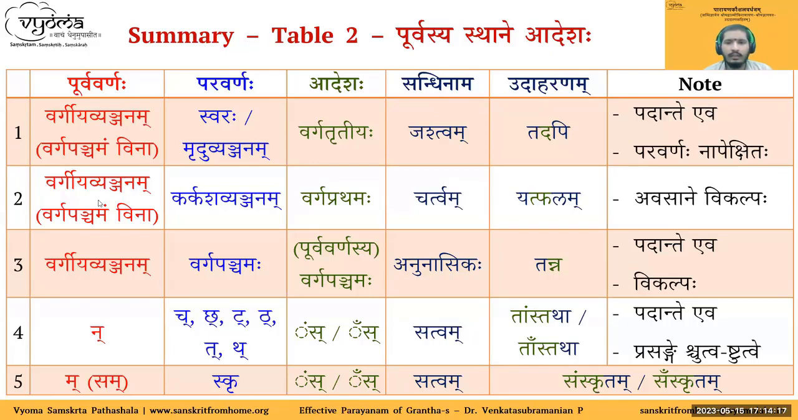The second Sandhi is Chartha Sandhi, wherein we have Vargiya Vyanjana on the left hand side. On the right hand side, we have Karkasha Vyanjana, and in place of the Vyanjana, we get the Adesha, the first letter of each Varga.